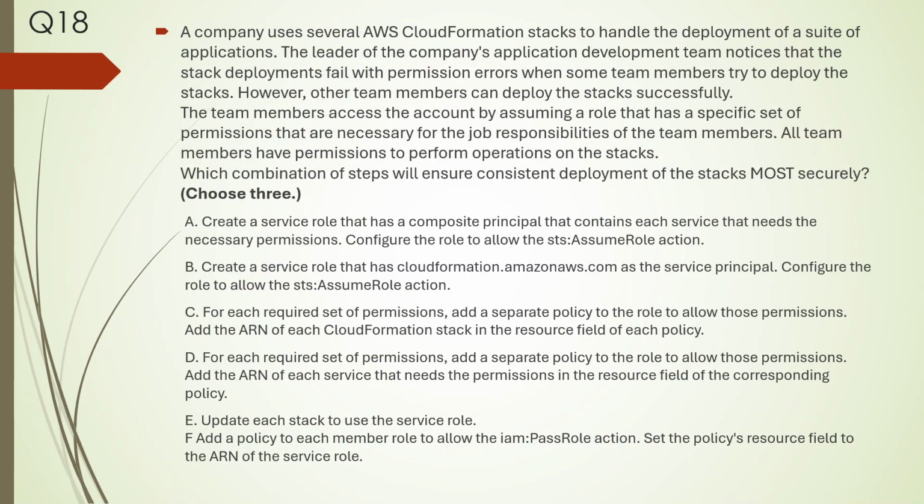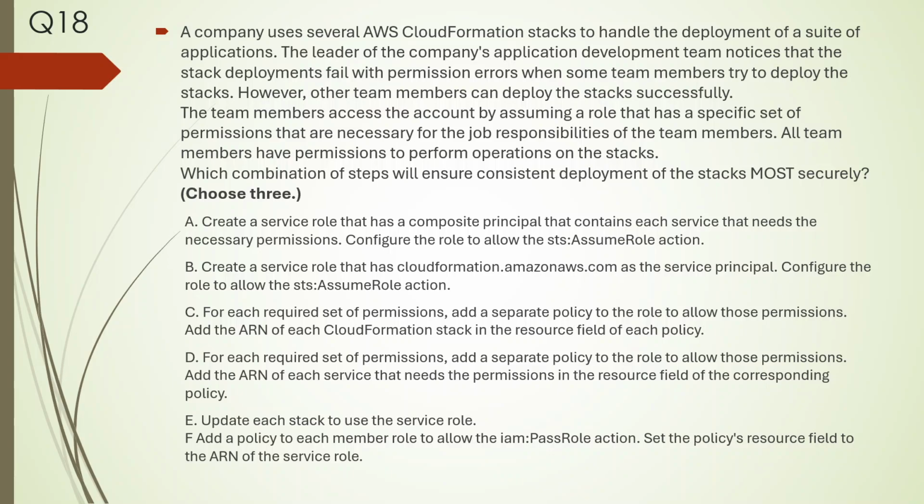So we're talking about CloudFormation. A company uses several CloudFormation stacks to handle deployment of a suite of applications. The leader of the company's application deployment team notices that stack deployment fails with a permission error when some team members try to deploy the stack. However, other team members can deploy the stack successfully. The team members access the account by assuming a role that has a specific set of permissions that are necessary for the job responsibility of the team member. All team members have permission to perform operations on the stack. Which combination of steps will ensure consistent deployment of the stack most securely? You need to choose 3.